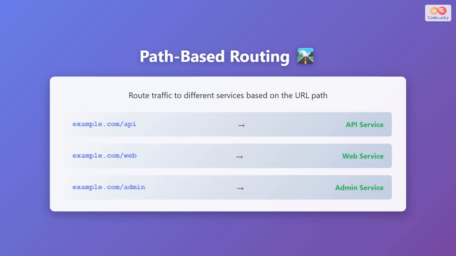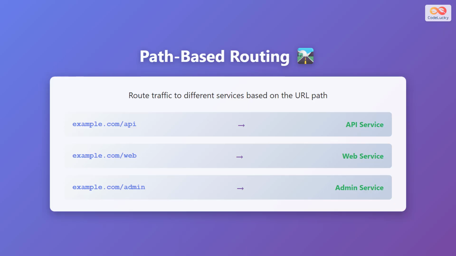Path-based routing routes traffic to different services based on the URL path in the request. Unlike host-based routing, which uses the hostname, path-based routing examines the path portion of the URL. This is ideal when you want to host multiple applications under the same domain.